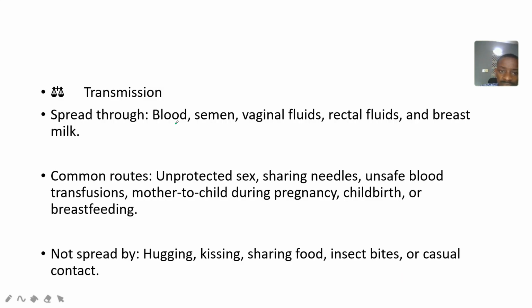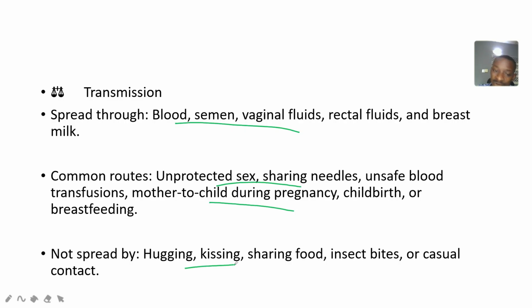So transmission usually spreads through blood, through semen, through sexually transmitted infections, vaginal fluids, rectal fluids for people that practice anal sex, and breast milk too. That's why a woman that is HIV positive, when she gives birth, has to be on strong medication, and even the child. So common routes are unprotected sex, sharing needles, unsafe blood transfusions. A mother could spread it to the child if she's not on her drugs, during childbirth with blood mixture, and also breastfeeding.